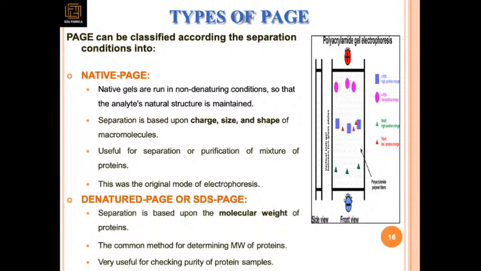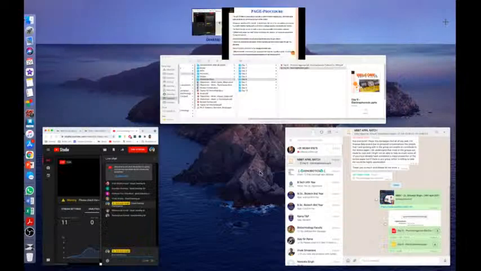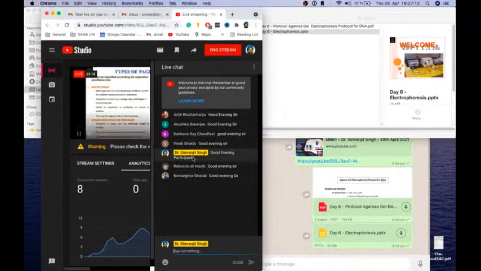So there are also two or three different types of PAGE according to the nature of the gel. It could be native PAGE or denatured or SDS PAGE. In the native PAGE, it's run under non-denaturing conditions, so your protein is not denatured. Separation is based on the charge, size and shape, and it's quite useful for the separation or purification of mixtures of proteins. Quite a number of proteins could be separated in this method, and this was the original mode of electrophoresis. So the first method that came to molecular biologists was this method only.